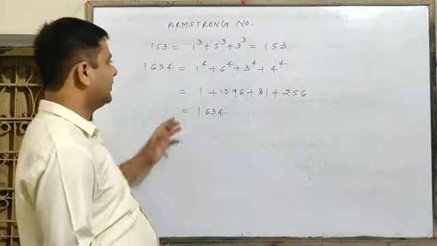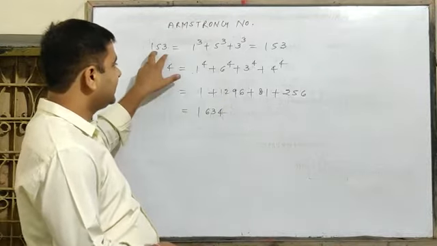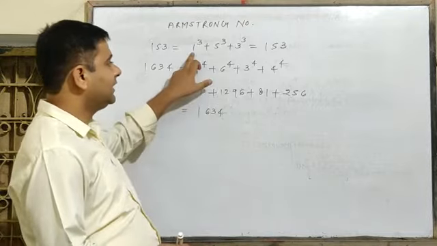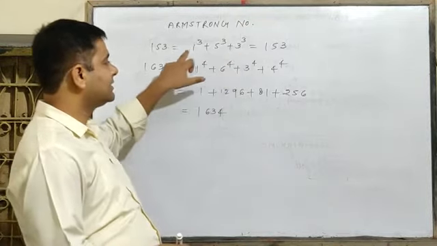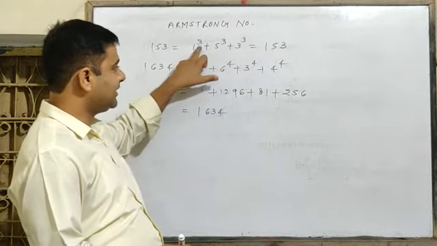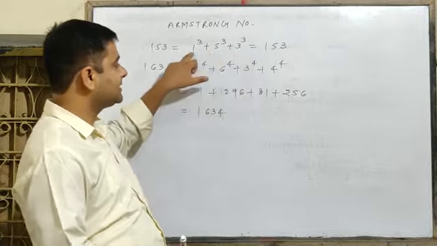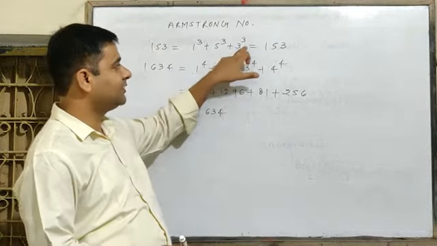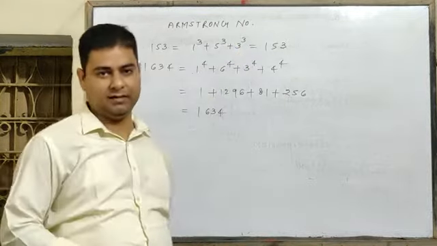Armstrong numbers are, for example, 153. So, how many digits are there? 3 digits are there in this number. So, sum of digits raised to the power number of digits. Sum of each digit raised to the power number of digits should be equal to the number itself.